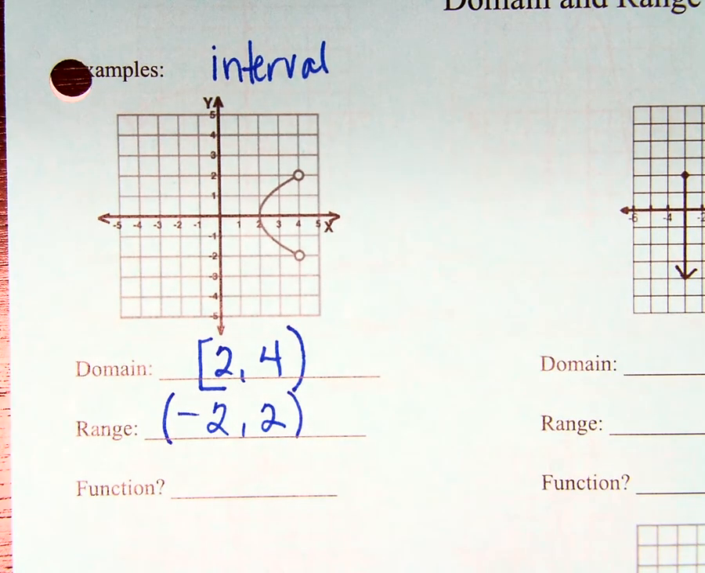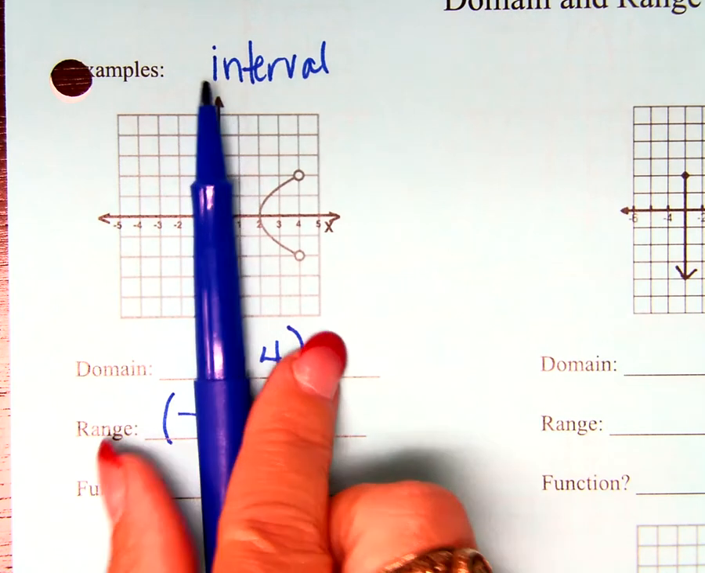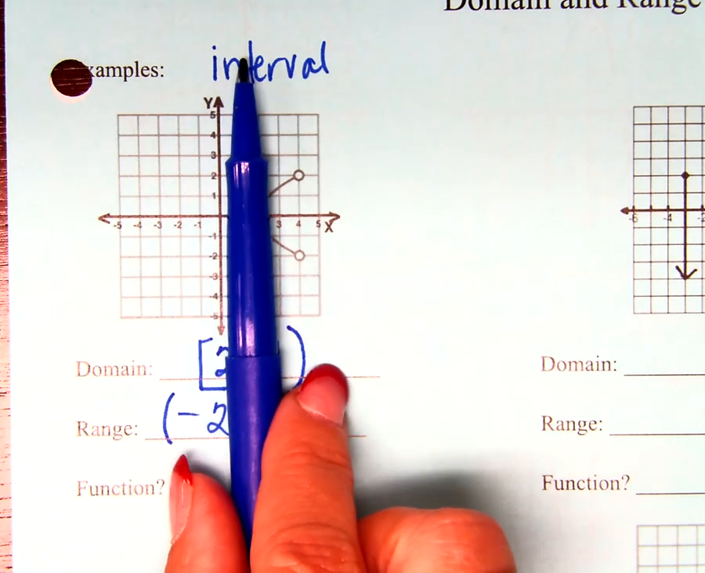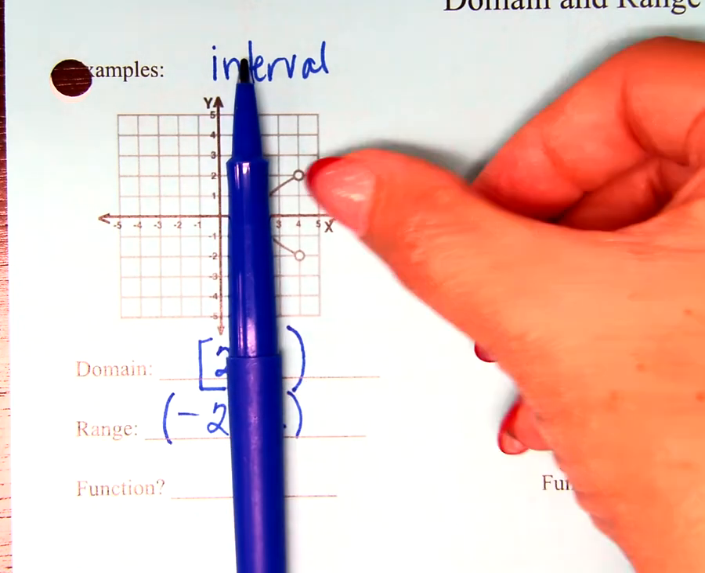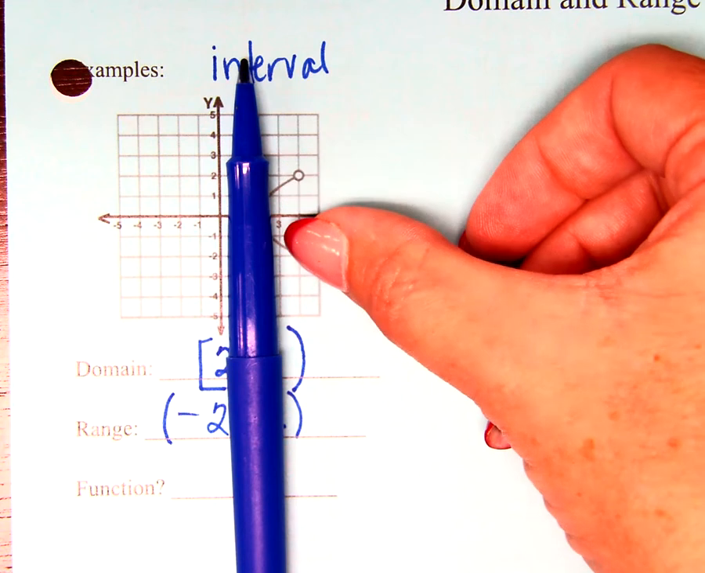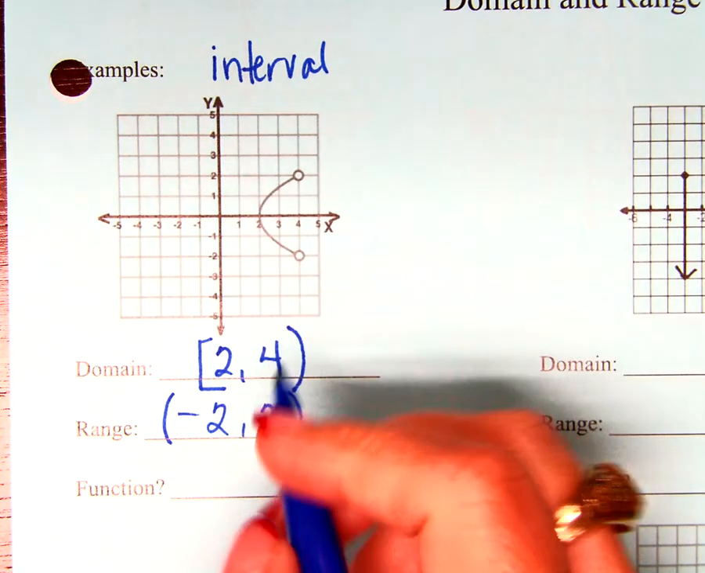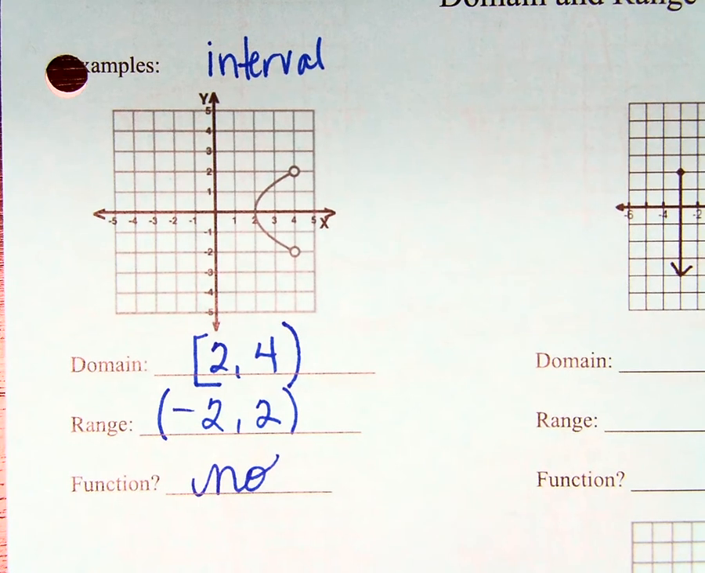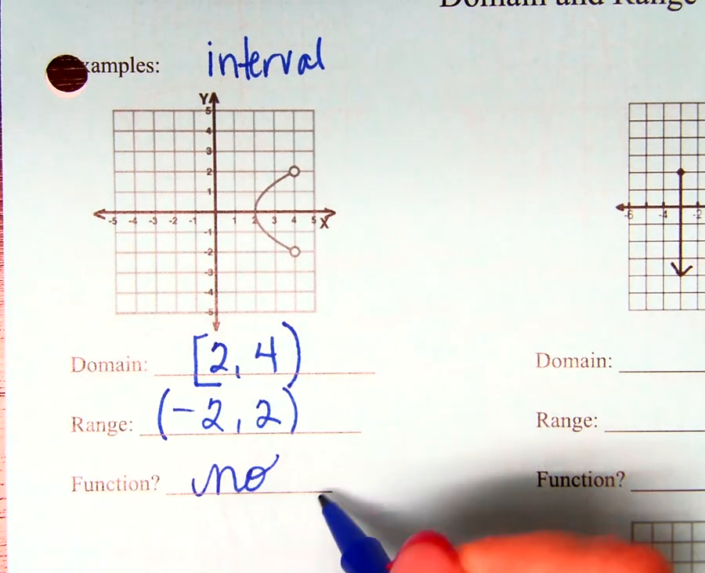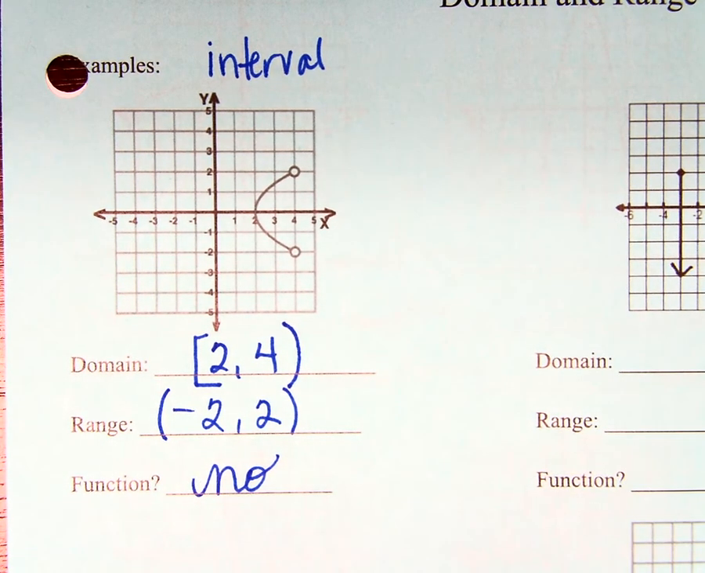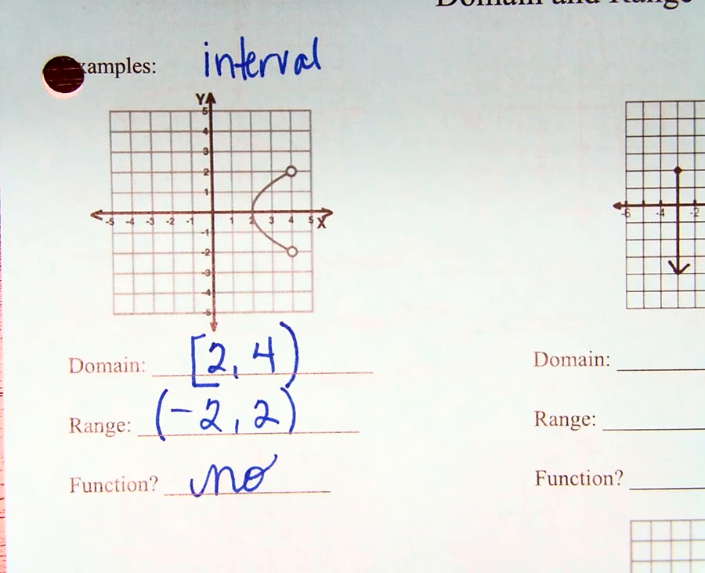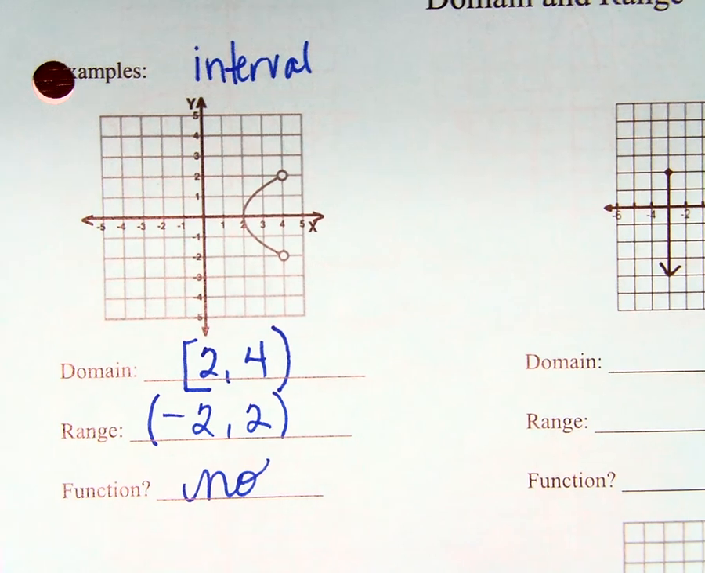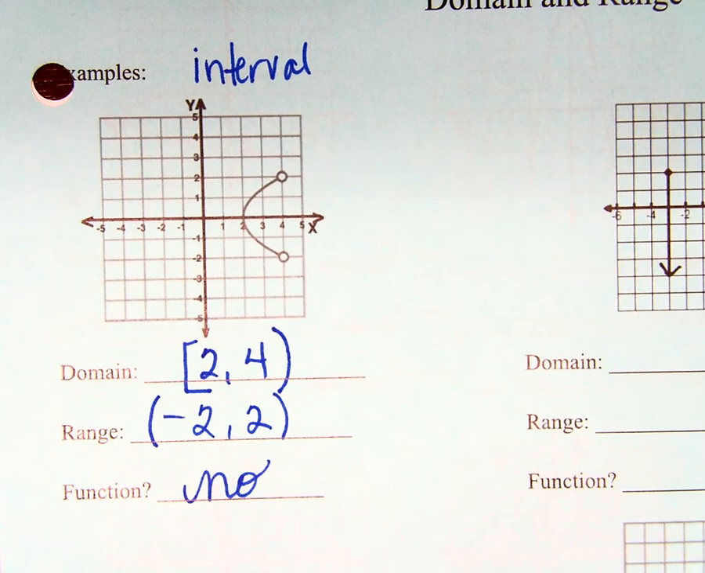Is it a function? How many times is it touching right here? Right there and right there, right? It's touching twice, so that is not a function. Last period wanted to write absolutely not. If you want to write that, that's fine. I'm just going to write no. But that also meant I knew they were positive that they knew whether it was a function or not, right? Any questions on this first example?